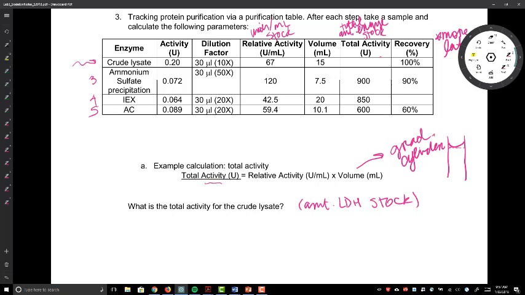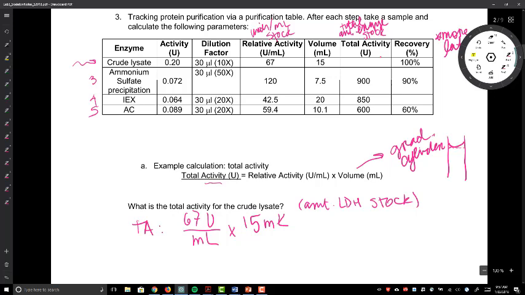Okay, here we go. So total activity, TA, I'm going to abbreviate it, is equal to the relative activity times the volume. So our relative activity for our crude lysate is 67 units per mil. And then we multiply that by the volume of the crude lysate, which is 15 mils. Our mils cancel, and then we get, let me quick whip out my calculator here. All right, we get 1,005 units.